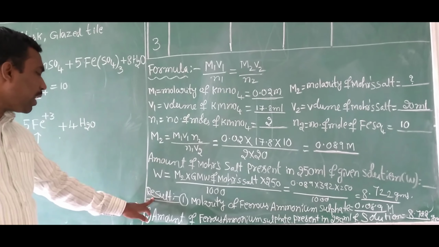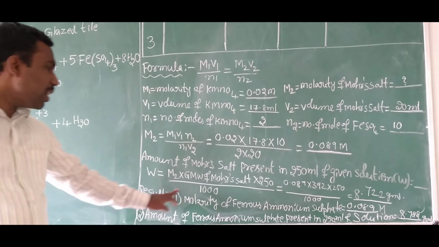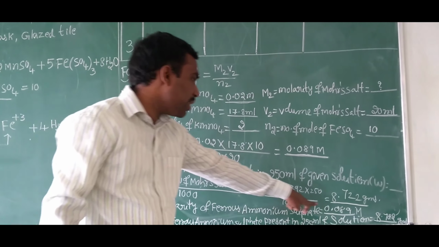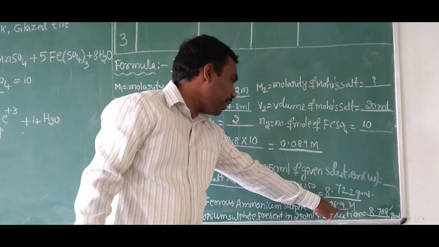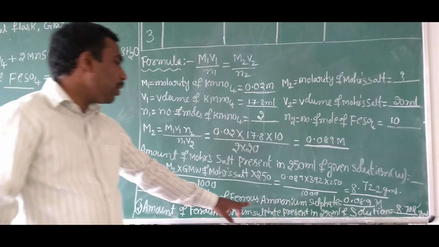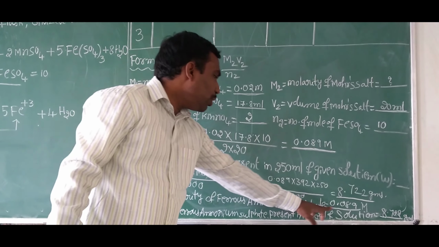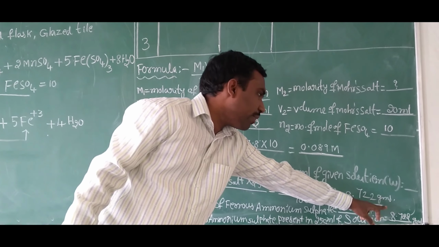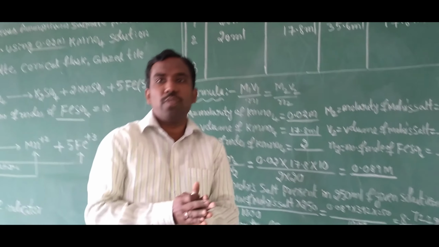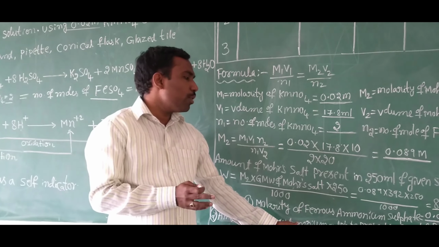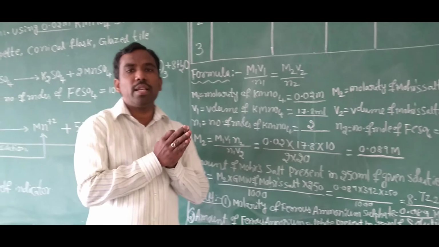Finally, we can write down the result here. The molarity of ferrous ammonium sulfate, that means Mohr's salt, is equal to 0.089 M, and the amount of ferrous ammonium sulfate present in 250 ml of the given solution is 8.722 grams. In this way, we can easily find out the molarity and the amount of Mohr's salt in a given sample solution.